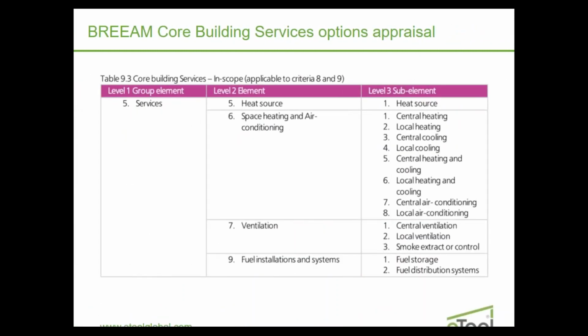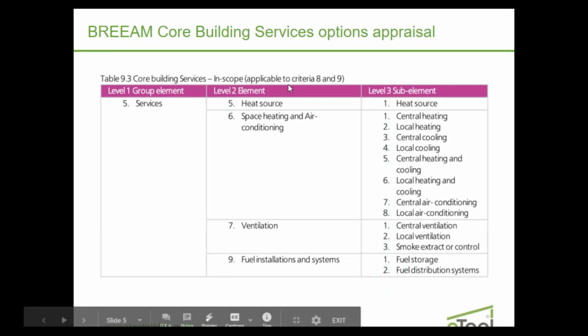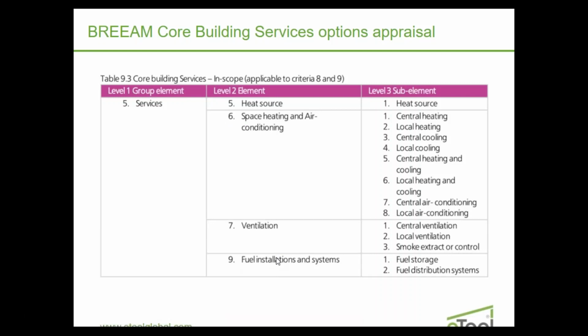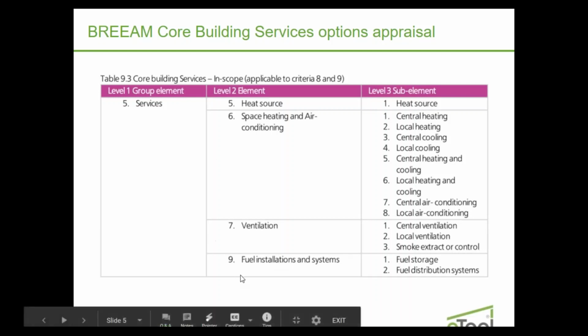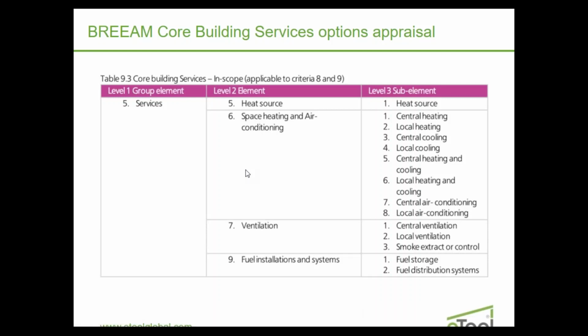So here are the in-scope items for core building services, including heat source, space heating, air conditioning, ventilation, and fuel installations and systems. But when I was referring to the category, if you have the right templates at eTool with the right category names, the software will extract just this relevant information. So if you have, for example, security systems or vertical transport or any other systems modeled as well, they're not going to be reported. It's just going to capture the right categorization here for your core services templates.